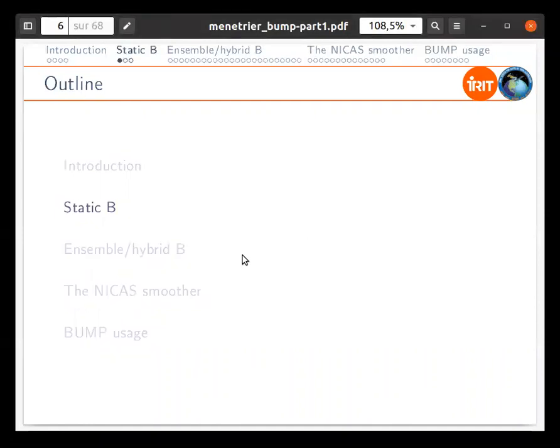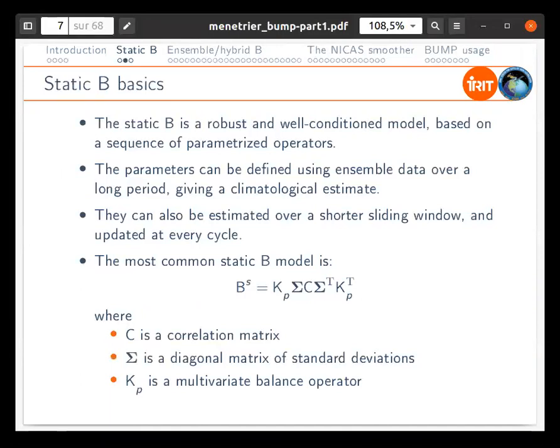So let's start with the static B. The static B should really be a high-rank and robust operator, and it is based in general on a sequence of parameterized operators. These parameterized operators can be estimated using an ensemble or specified with user-defined parameters. If you use an ensemble over a long period, you can get a climatological estimate of the B matrix, which will be more robust, but not so specific about what errors it represents.